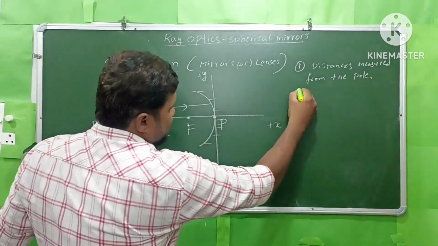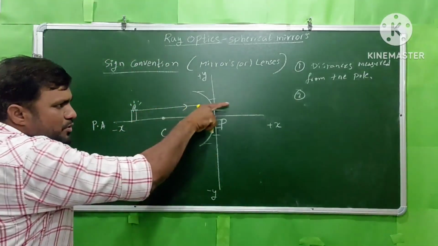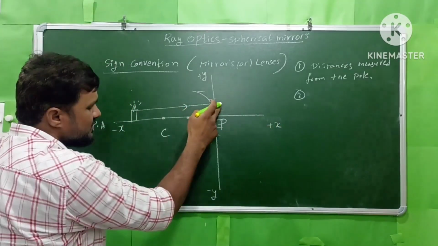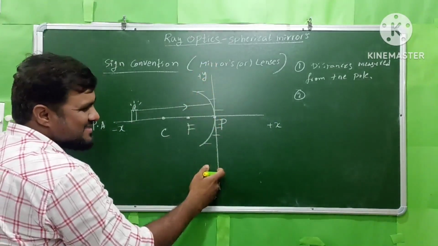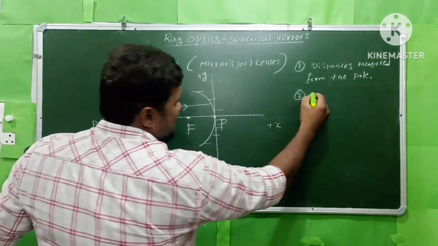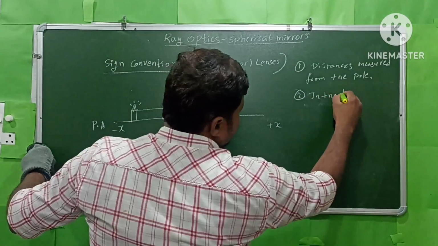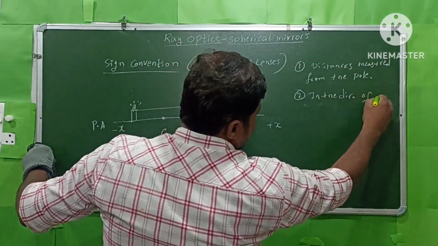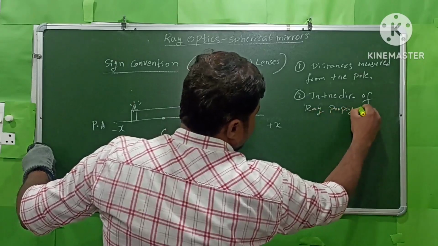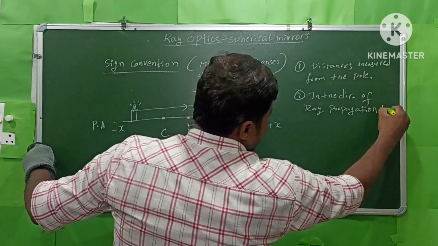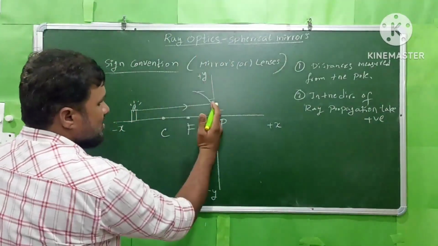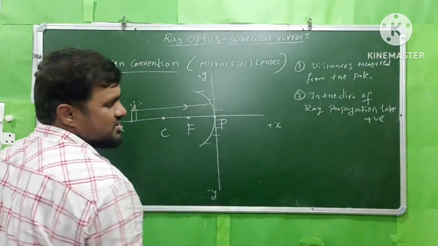Now, second one, in the direction of ray propagation, you have to take positive. Rays are moving this way. After the vertical axis, you have to consider this side, all positive. In the direction of ray propagation, take positive. This means this side, all positive.